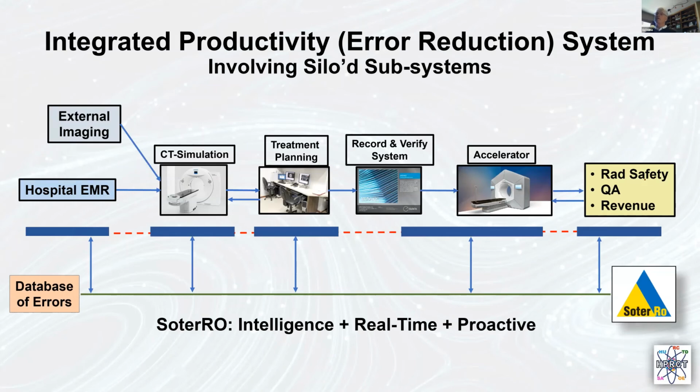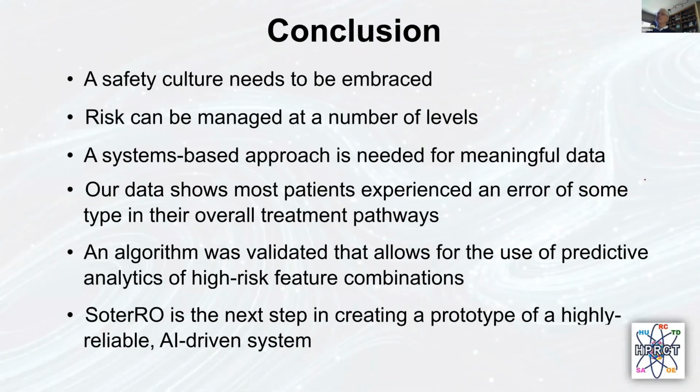So anyway, in summary, the culture is important. Risk can be managed at different levels. A systems-based approach is really the key. Our data show that most patients experience an error of some sort in their overall pathways of treatment. We do have an algorithm. It's been validated. It's using predictive analytics of high feature combinations. And then hopefully we're going to have a prototype of a highly reliable AI-driven system soon.